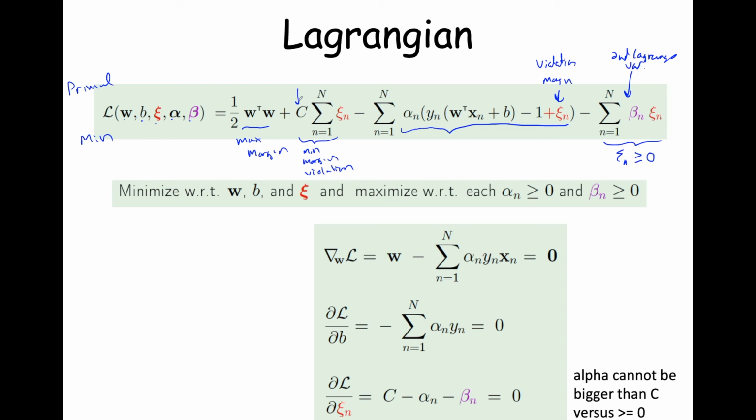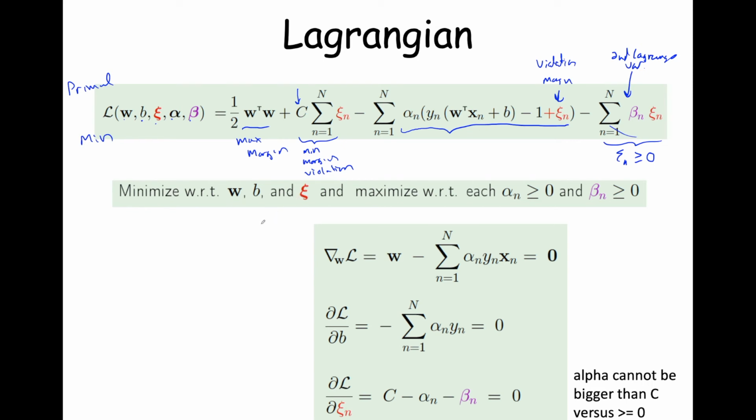If C is large, we're going to allow for very few margin violations. If C is small, we're going to allow for a large number of margin violations. And this says get the classification correct, including margin violations. And this says the margin violations are greater than or equal to 0. All right. So we're going to minimize this with respect to W, B, and psi.